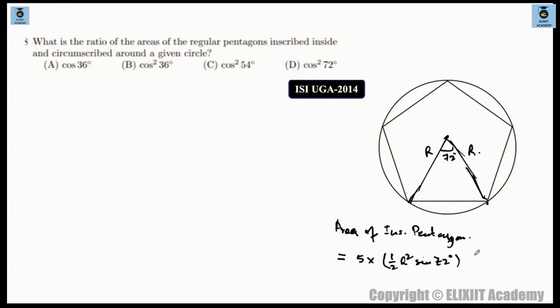अच्छा चलो हो गया. ठीक है, वो simplification वगैरह बाद में देखेंगे. We don't need the value of sine of 72 because in the options are given in terms of 36, 72 और 54, so you don't need the value of this over here.